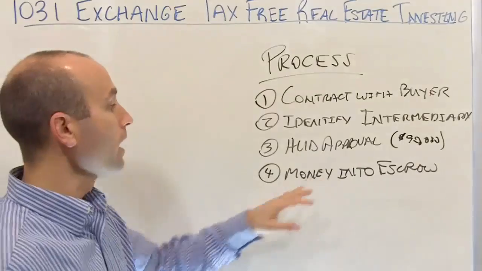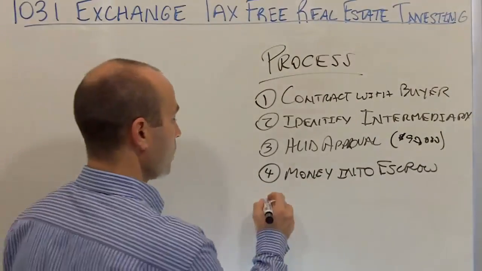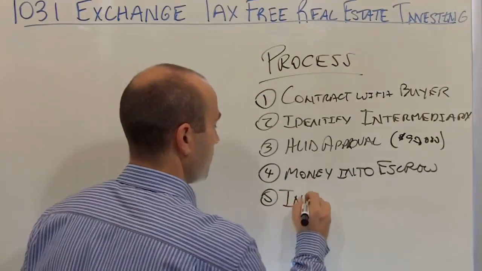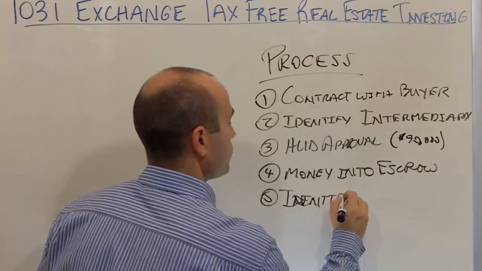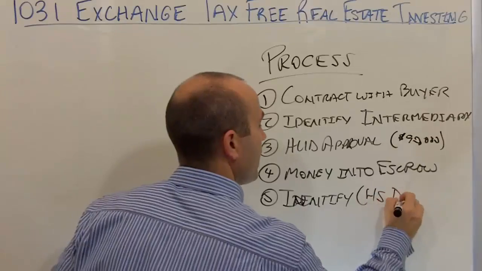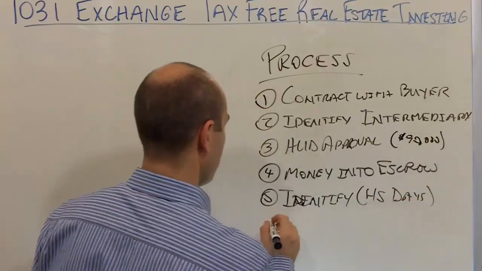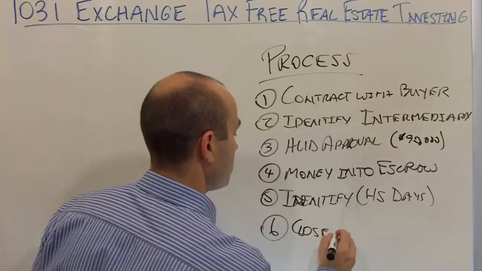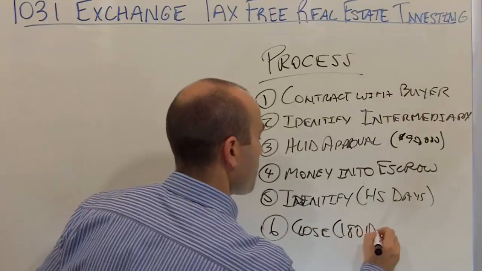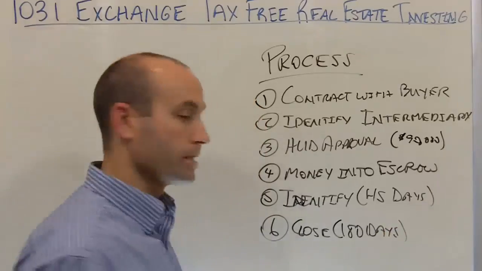And so the money that's in the escrow account, we then go into this idea. You've got that identifying period, which is your 45 days, and then your closing. You've got to close on the new property within 180 days, and that's how it rolls.